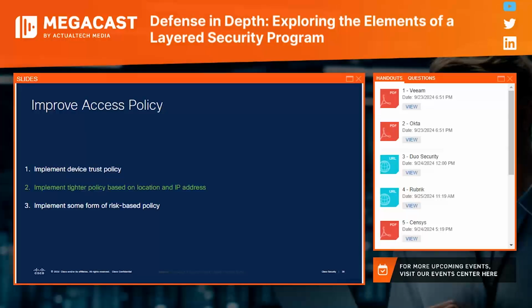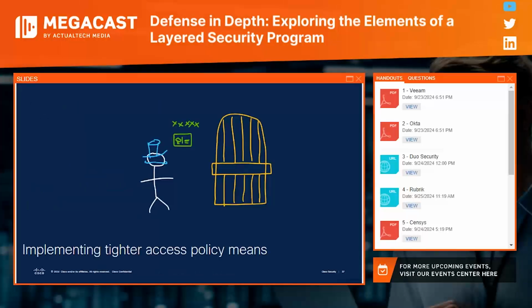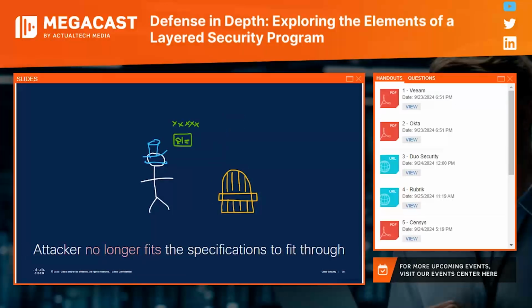If we think about tighter policy based on location or IP address, this just means the attacker shows up with those valid credentials again, but they no longer fit the specifications to get through the door, because this attacker is not coming from the location we expect, not coming from the range of IPs we expect. So even though they have those valid credentials, they no longer fit the requirement, which has now been tightened to get through the door.